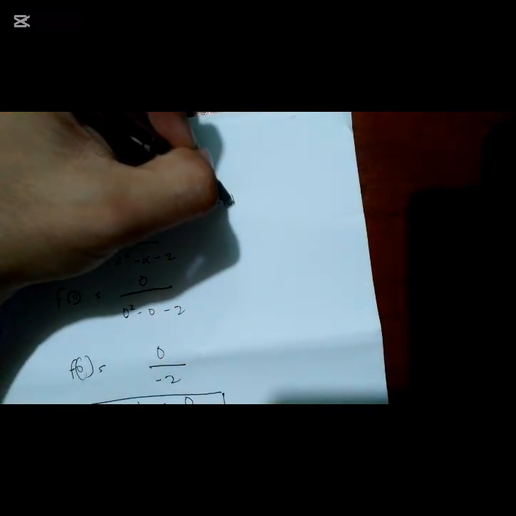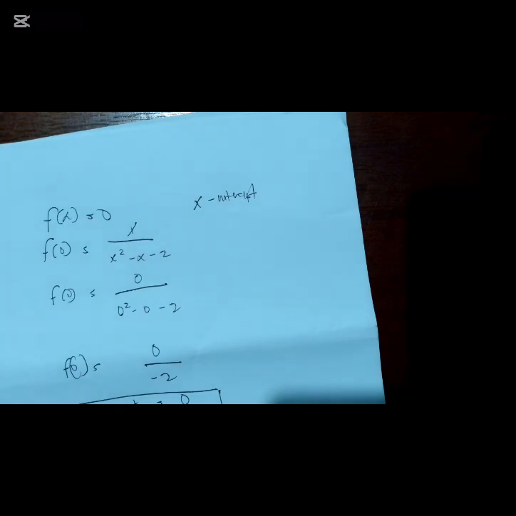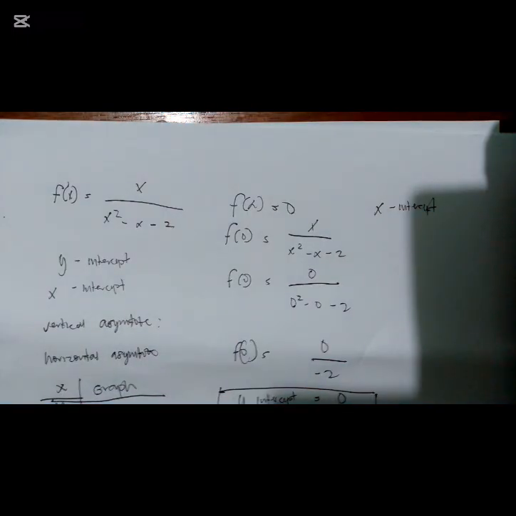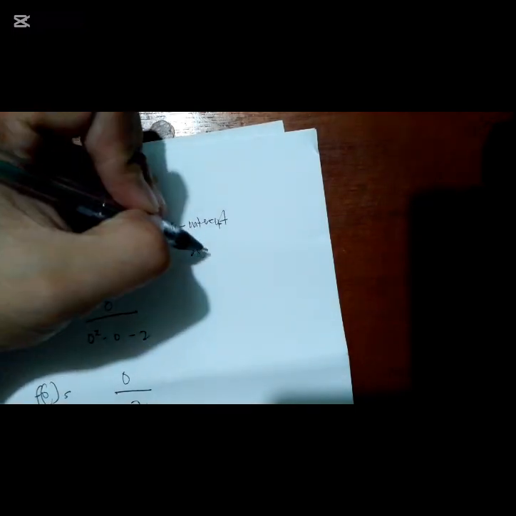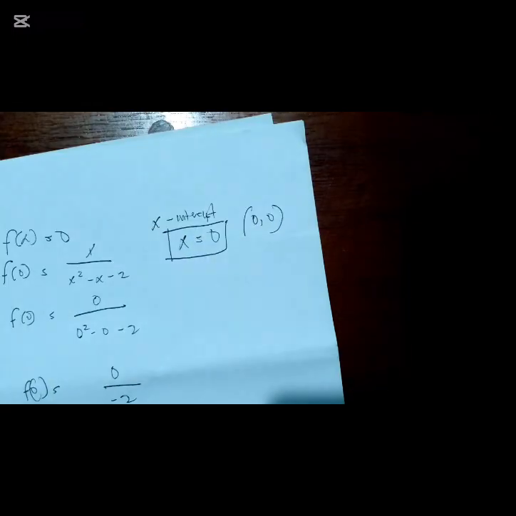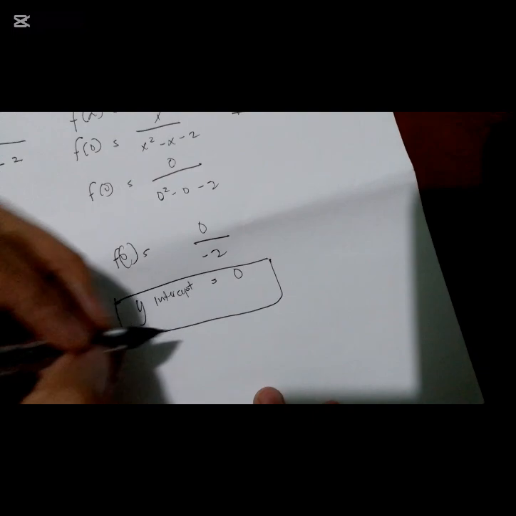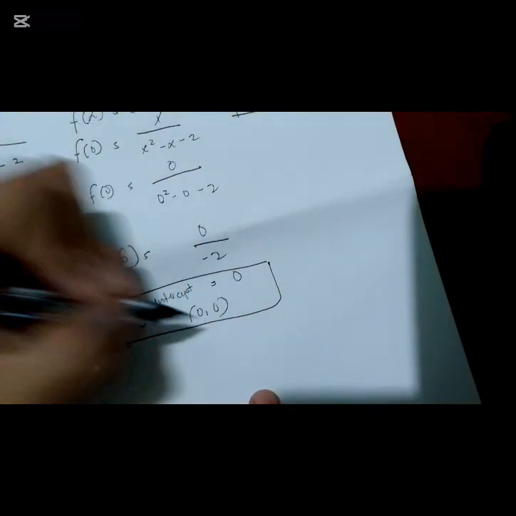Now let's find the x-intercept. We all know that the x-intercept relies on the numerator. Our numerator is x, so x is equal to 0. So the x-intercept is (0, 0). The y-intercept also is (0, 0).